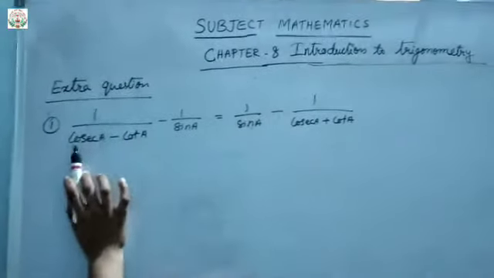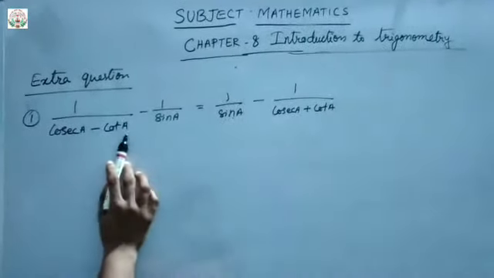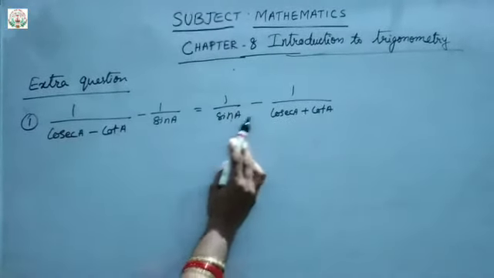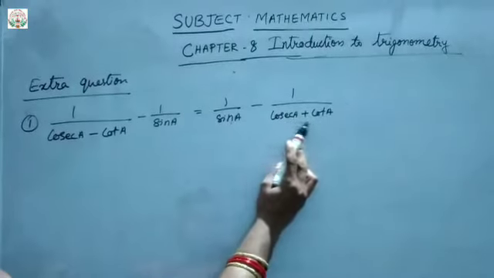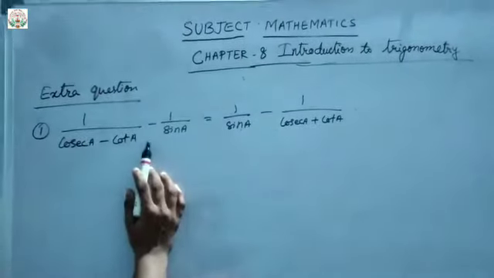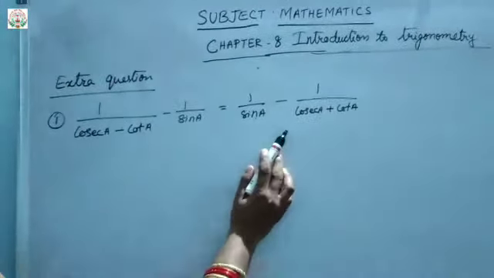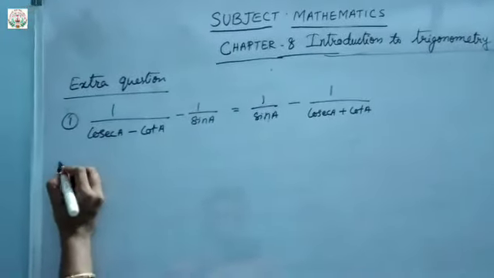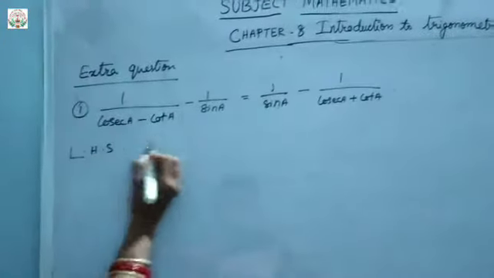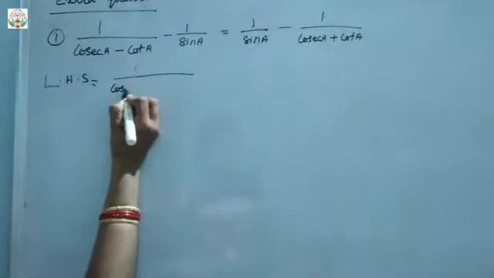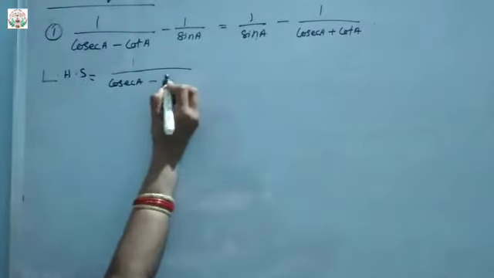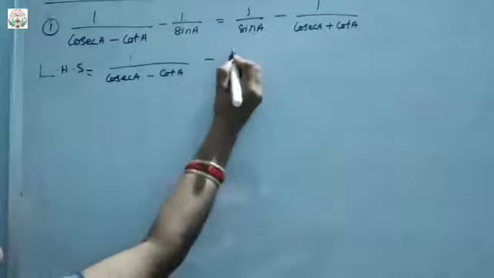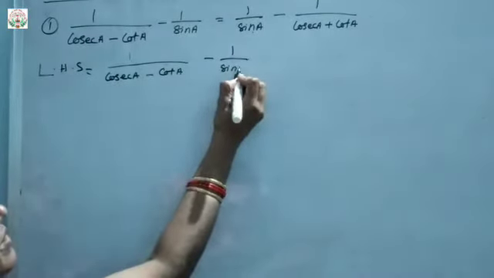Now let us see one extra question, that is from R.D. Sharma. 1 upon cosec a minus cot a minus 1 upon sin a equals 1 upon sin a minus 1 upon cosec a plus cot a. That means we have to prove from LHS to RHS or RHS to LHS. We have to prove this. Now let us take first the LHS, that is 1 upon cosec a minus cot a, which is given here, same we are writing, minus 1 upon sin a.